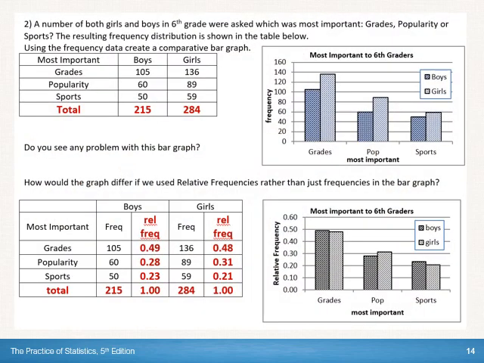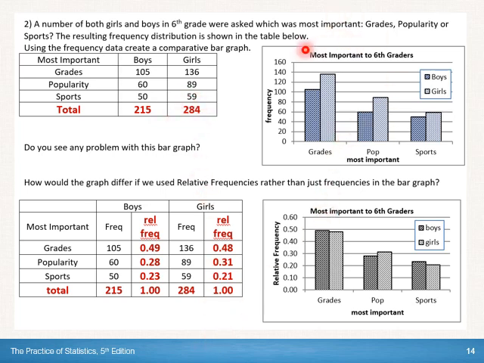Okay, so here's an example. This is actually categorical data, but it visually demonstrates the importance of using relative frequencies when you're comparing two different distributions. Here we've asked sixth graders, girls and boys, what's most important for school? Is it getting good grades? Is it being popular? Or is it participating in sports? And you notice that there are fewer boys and more girls in this survey.